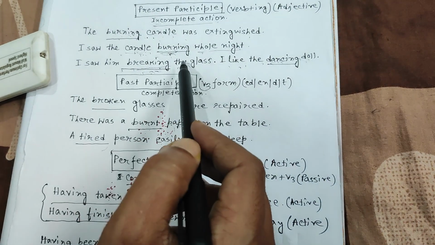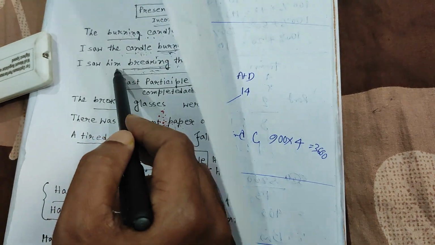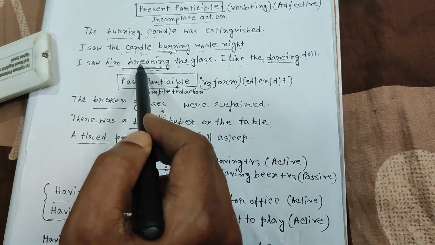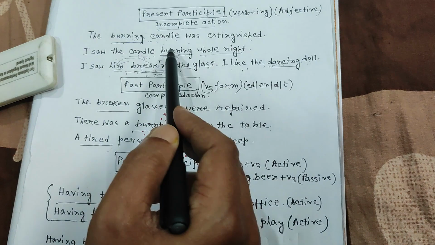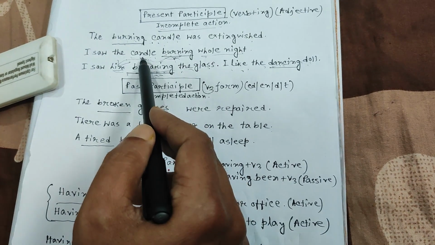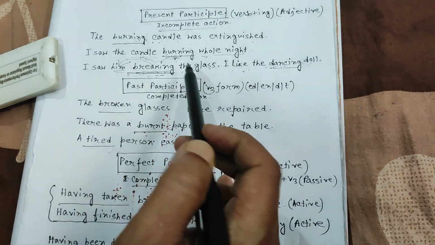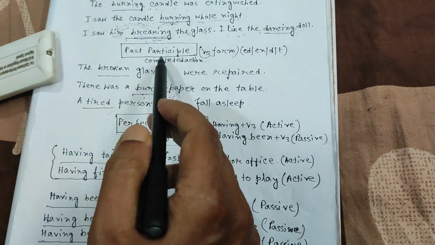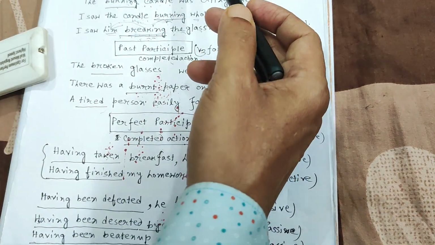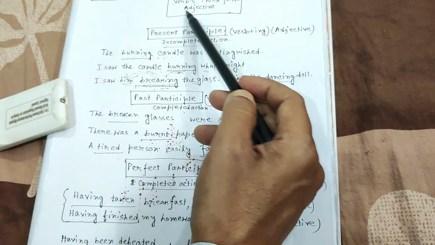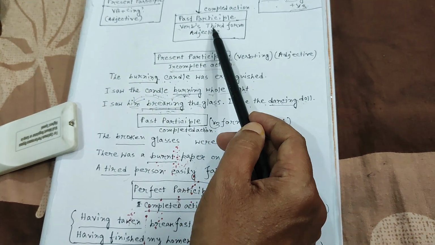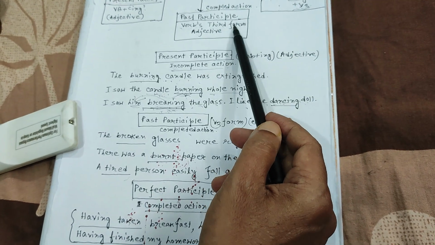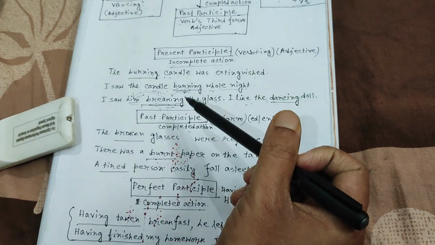Dancing doll, breaking, I saw him breaking the glass. So here it qualifies him. Here it qualifies the candle, the burning candle. Okay. Past participle, as I told you, it refers to the completed action, the third form of the verb. Past participle is the third form of the verb. It refers to the completed action.